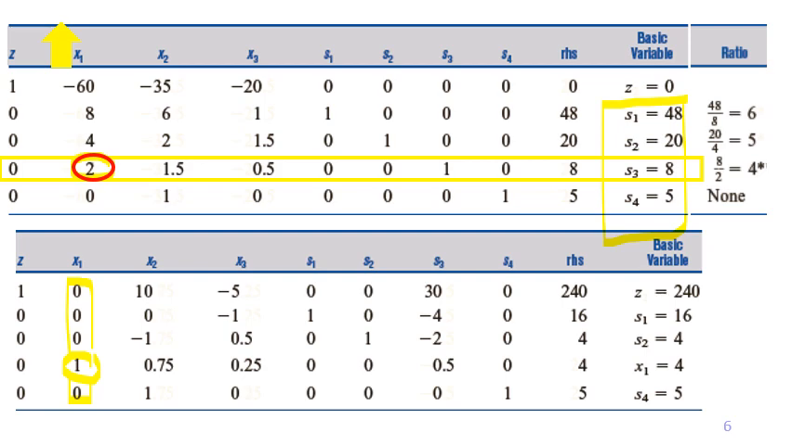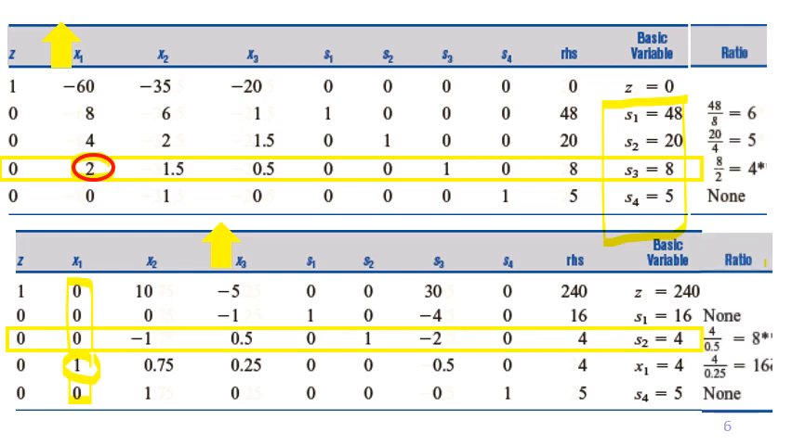Once you've finished all the elementary row operations, you ask the question again in step 3. Is this BFS optimal? Again, the answer is no, because x3 is the most negative coefficient in row 0. So you perform the ratio test again, pick the smallest one, and perform elementary row operations with that position as the pivot.